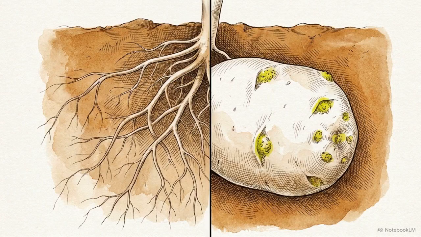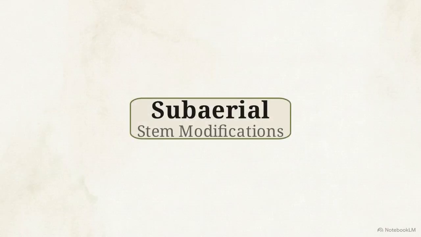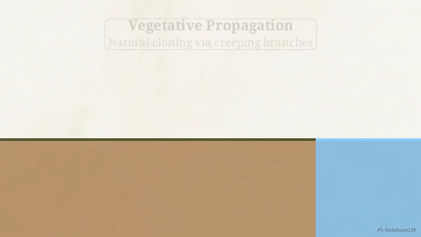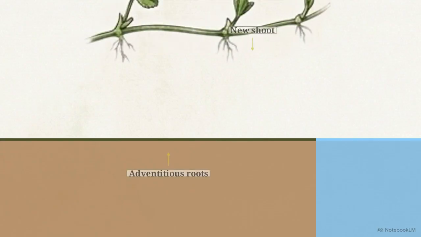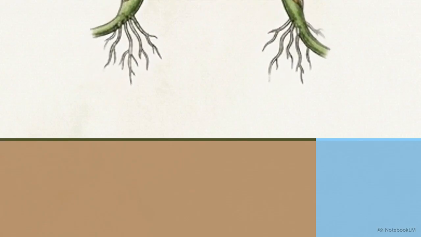While these structures are buried and swollen with food, the presence of nodes and buds prove they are stems rather than roots. The second branch covers subaerial modifications. These occur in plants with weak stems that creep along the surface or just below it to rapidly clone themselves through vegetative propagation. A runner, such as oxalis, creeps flat along the soil and roots at every node it touches.